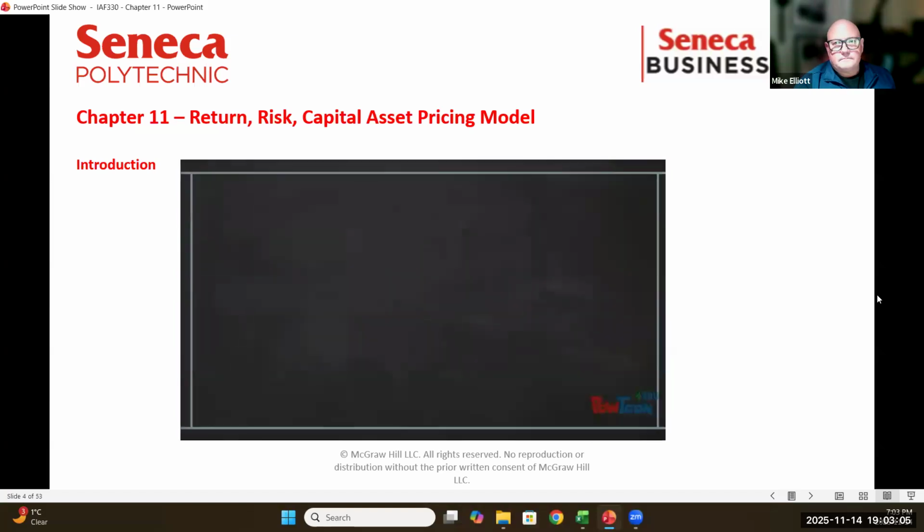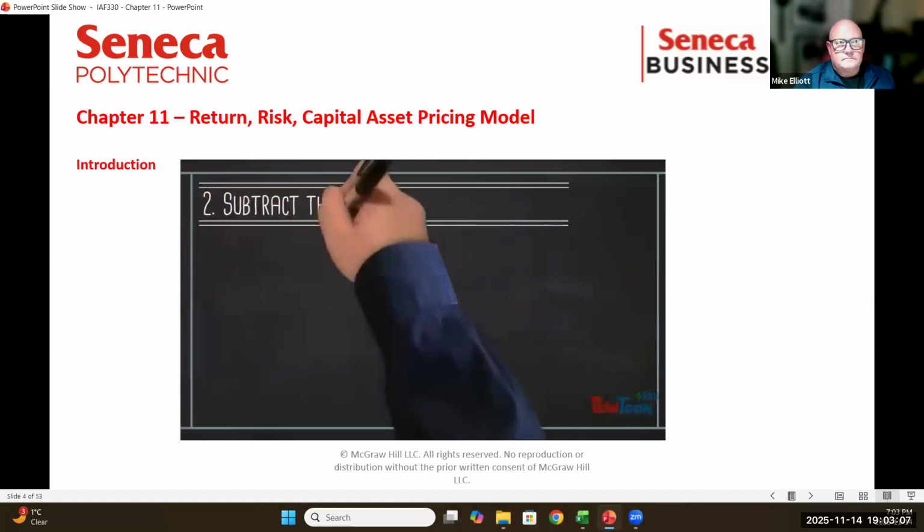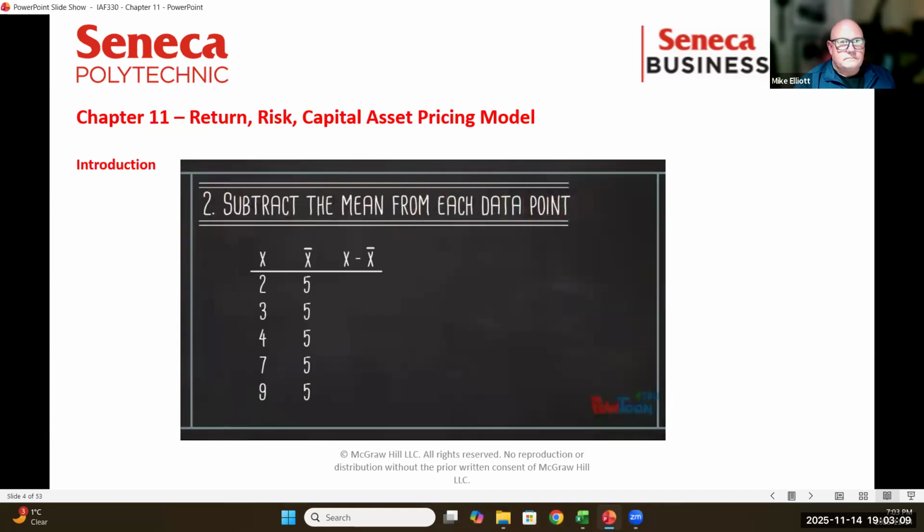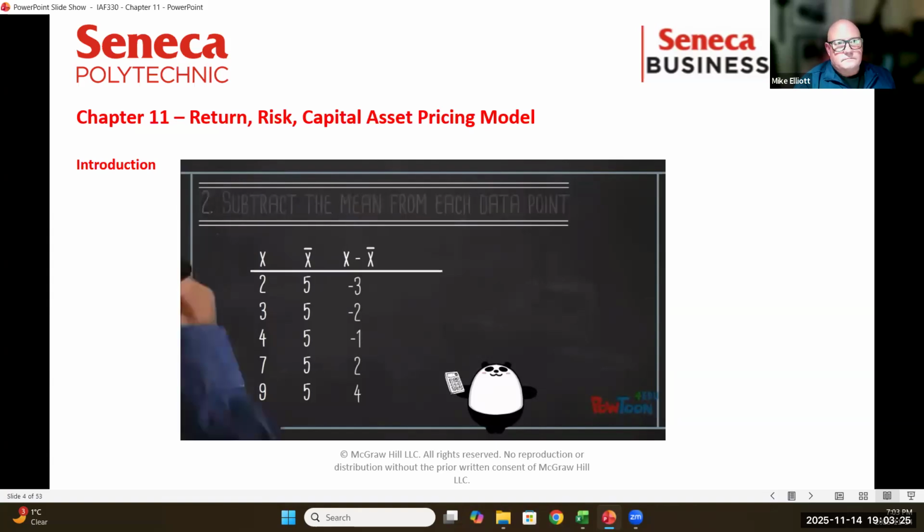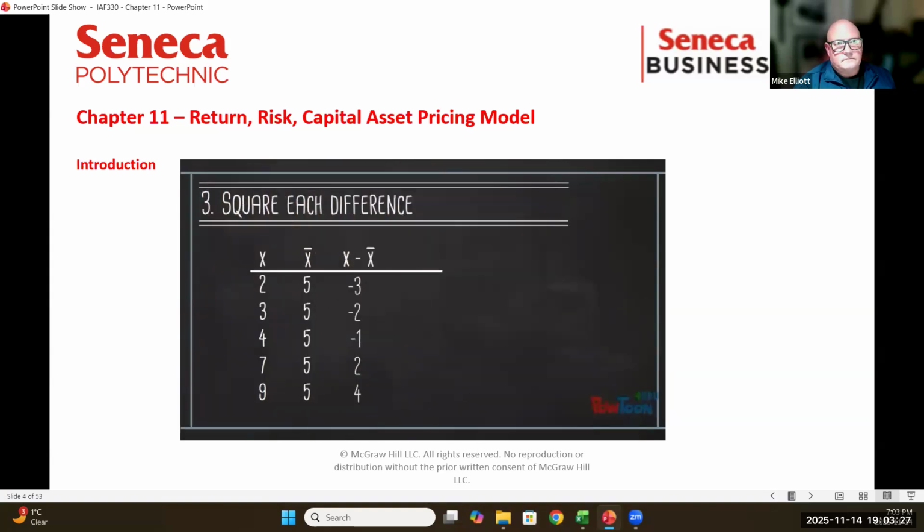The second step is to subtract the mean from each data point to find the differences. It's helpful to use a table like this. 2 minus 5 equals negative 3, 3 minus 5 equals negative 2, 4 minus 5 equals negative 1, 7 minus 5 equals 2, and 9 minus 5 equals 4. The third step is to square each difference. This makes all the differences positive so they don't cancel each other out. And it also magnifies larger differences and minimizes smaller differences.